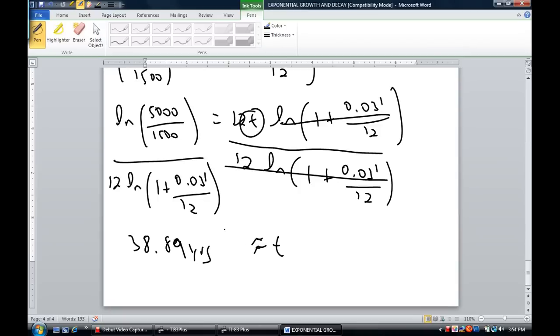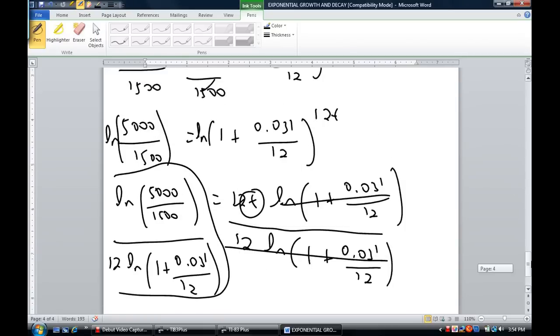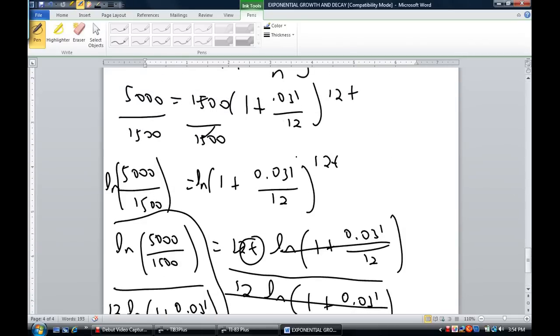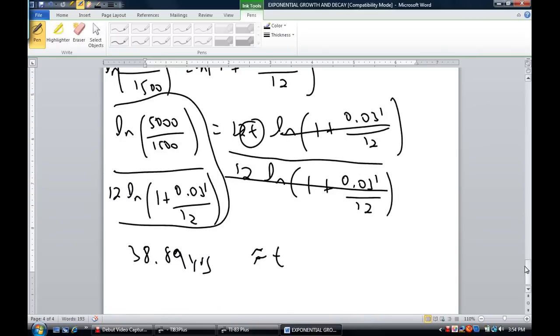So you may want to rework that problem, but this part right here is the exact answer, and this is a decimal approximation. And you could have changed these to decimals very early in the problem if you wanted to save some writing. It all depends on what your instructor wants.